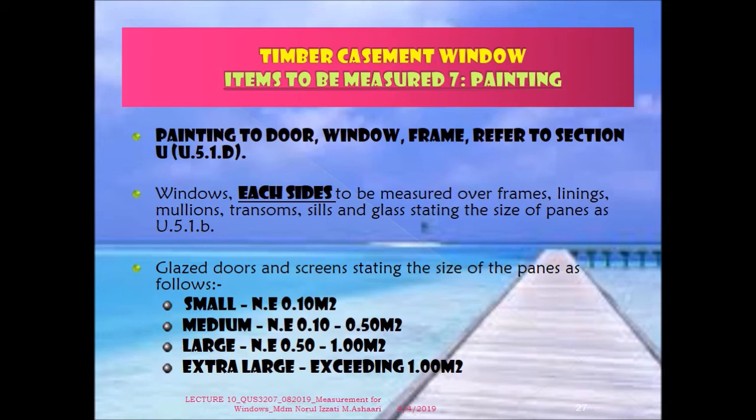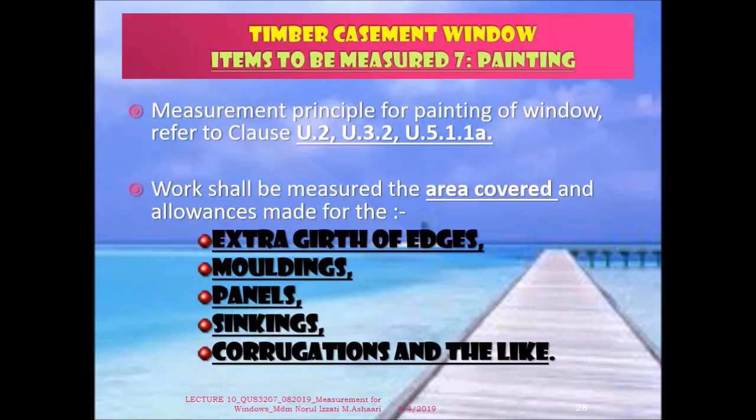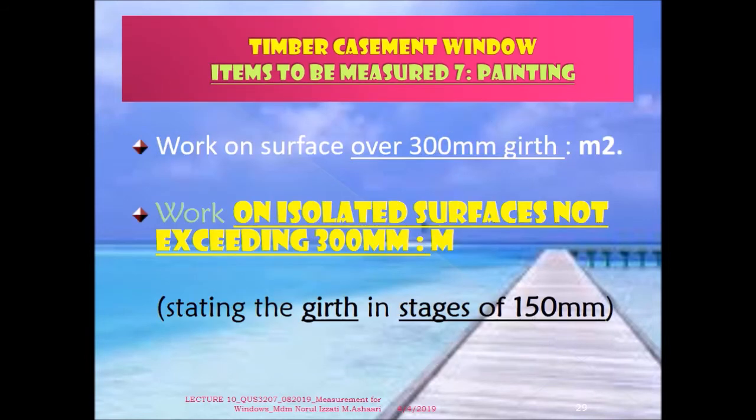For this painting, the main clause that you have to refer to is painting to the door, painting to the window, frame under clause U.5. Window for each side need to be measured over the frame, the lining, transom, sash and the light. So basically, there are two types of painting that need to be kept. We have number one, that is for the surfaces of the casement. If I go back to this slide, number one, remember, you have to measure the painting for the casement itself.